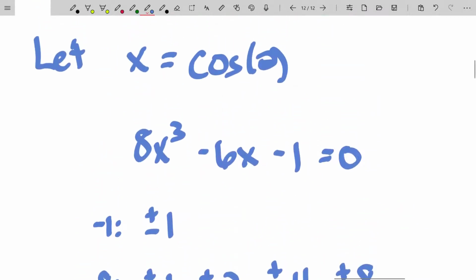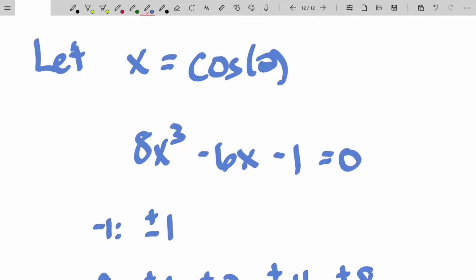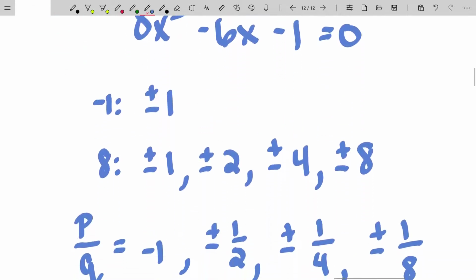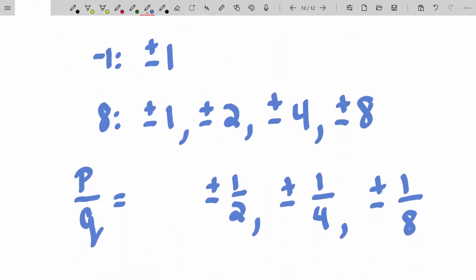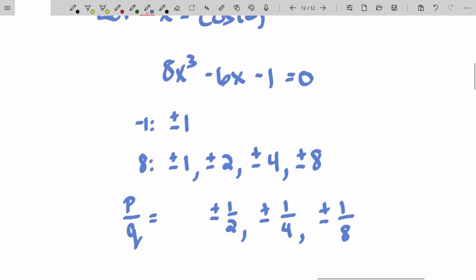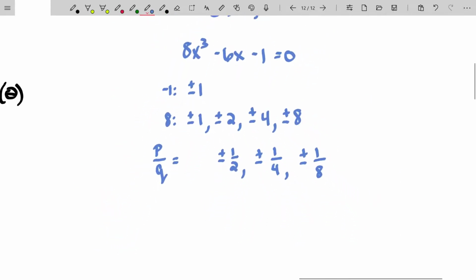So then you try negative 1. Well, negative 1 is also not a 0. If you tried to plug that in, that wouldn't work as well. So those two are gone. You could try plugging in halves, but it's actually a little bit easier at this point to just use synthetic division.